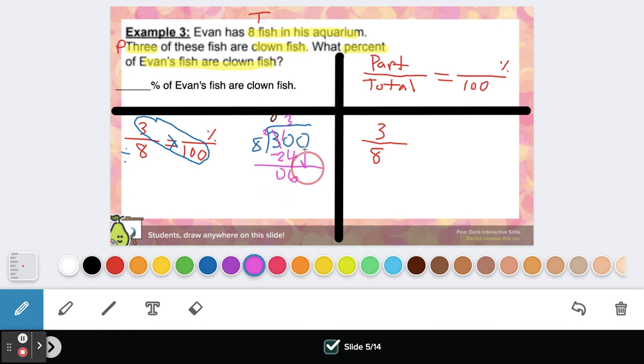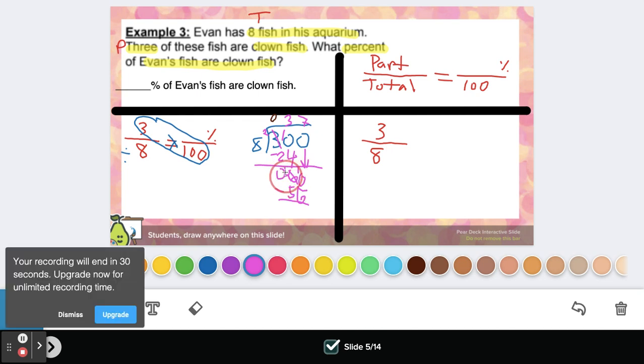I need to bring down the 0. Okay, 8 can go into 60 7 times. So 8 times 7 is 56. I subtract, and then here I need to borrow again. So 10 minus 6 is 4. 5 minus 5 is 0.